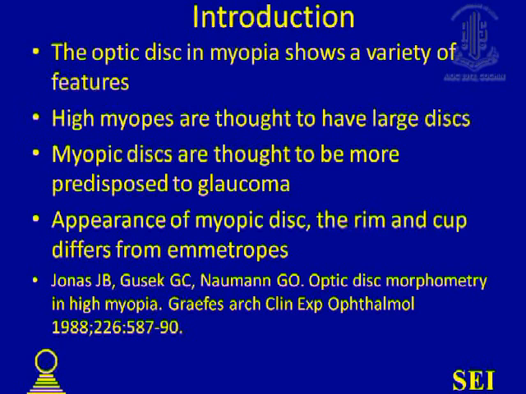High myopes are thought to have large discs, and myopic discs are thought to be more predisposed to glaucoma, and that's already been proved statistically: if you have patients that are more than -3 diopters myopic, then the prevalence as well as the incidence of glaucoma goes up compared to those who have less than -3 myopia, or those who have hypermetropia of, let's say, up to +2 or +3. That means that if you're an emmetrope, you may have less chance of developing glaucoma than if you were a myope. The appearance of the myopic disc, the rim and cup, differs from emmetropes, and I'm going to take you through several photographs of the myopic disc.